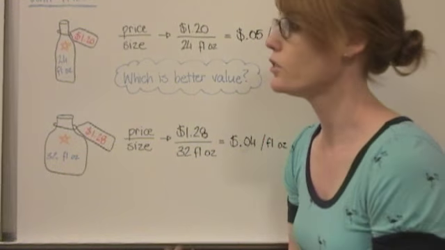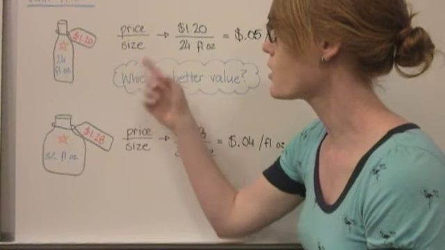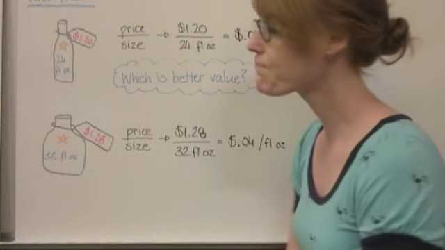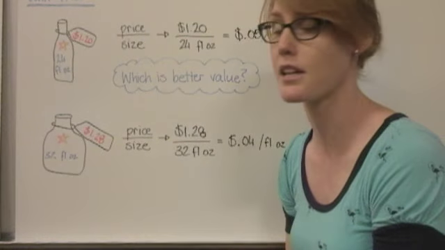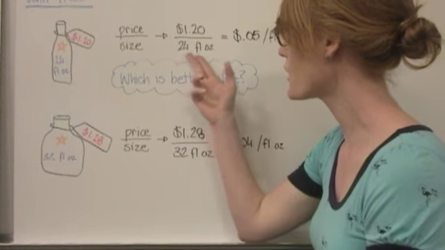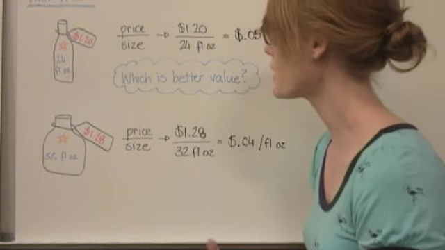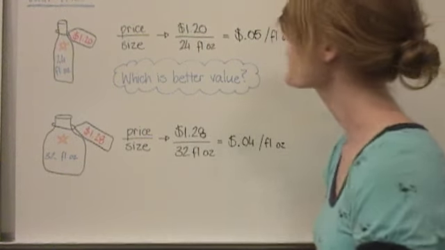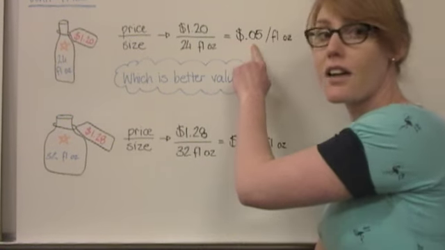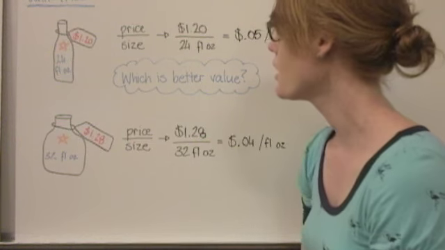So the two different units of measurement that we are comparing through these ratios is price and size. So the price of the first bottle is $1.20, and the size of it is 24 fluid ounces. To find the unit rate and how much we are paying per fluid ounce, we would divide these two numbers. And we would find that we are paying 5 cents per fluid ounce if we were to buy this bottle.